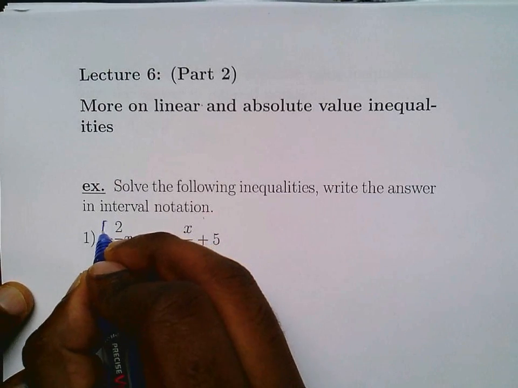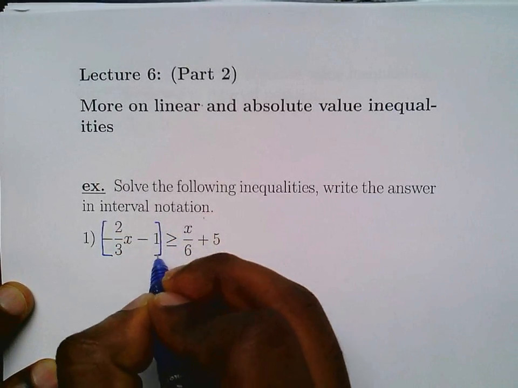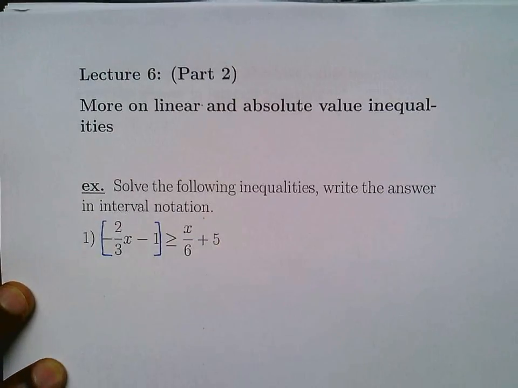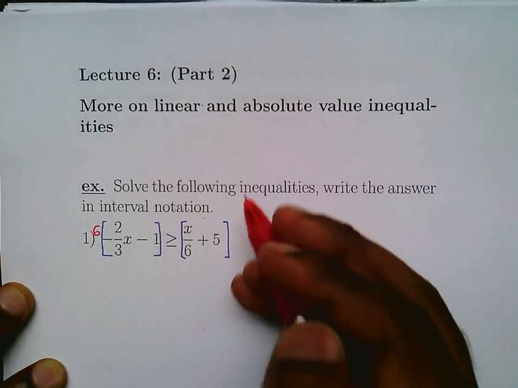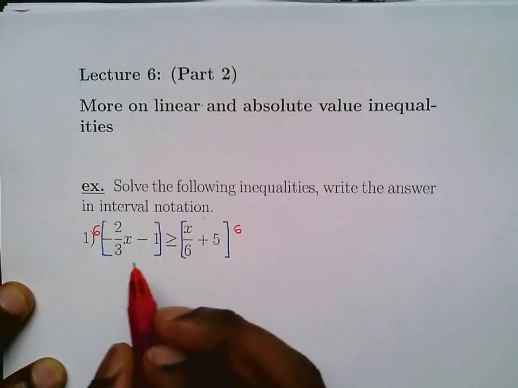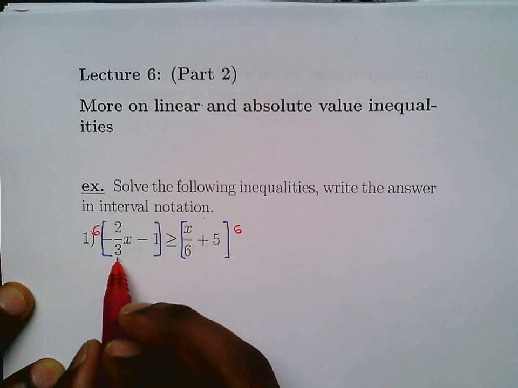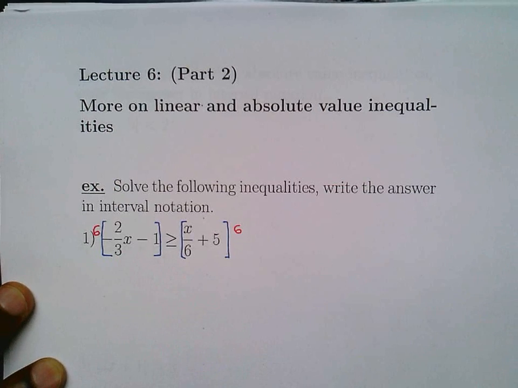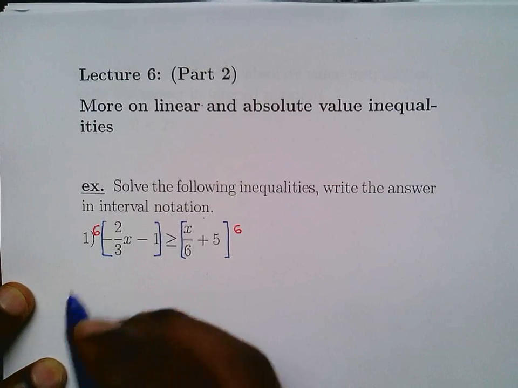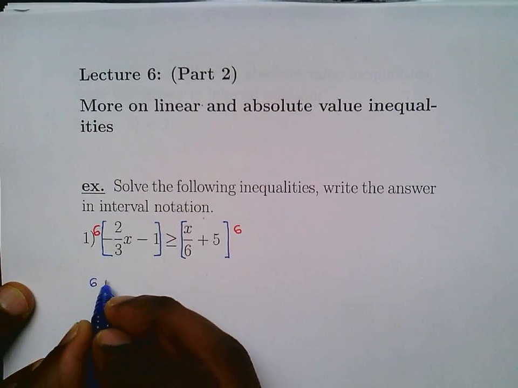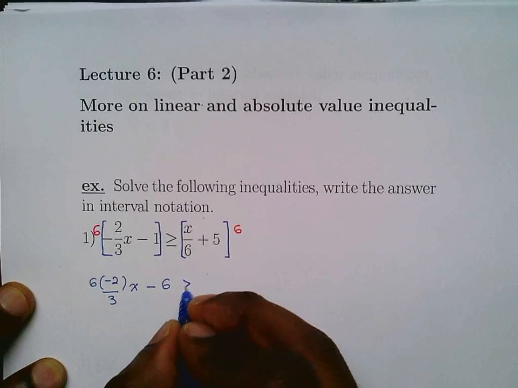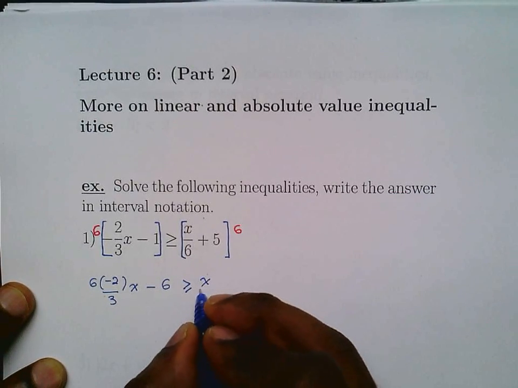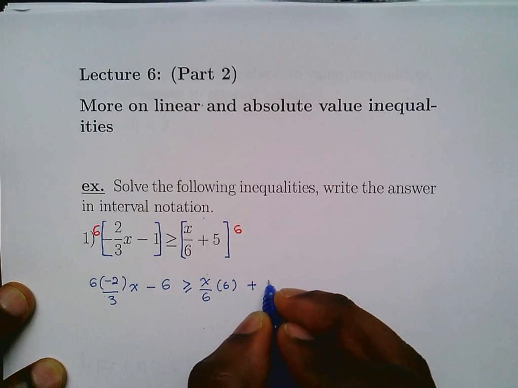Now let's see what we can do here. So this one I'm going to multiply by 6, and on the other side I have to do the same thing, so I'm gonna multiply this side also by 6. So why 6? Because the least common denominator of 3 and 6 is 6. Okay, now let's see. Remember, you have to do the distribution step, so you will end up with 6 times negative 2 over 3 x minus 6 is greater than or equal to x over 6 times 6 plus 5 times 6 is 30.